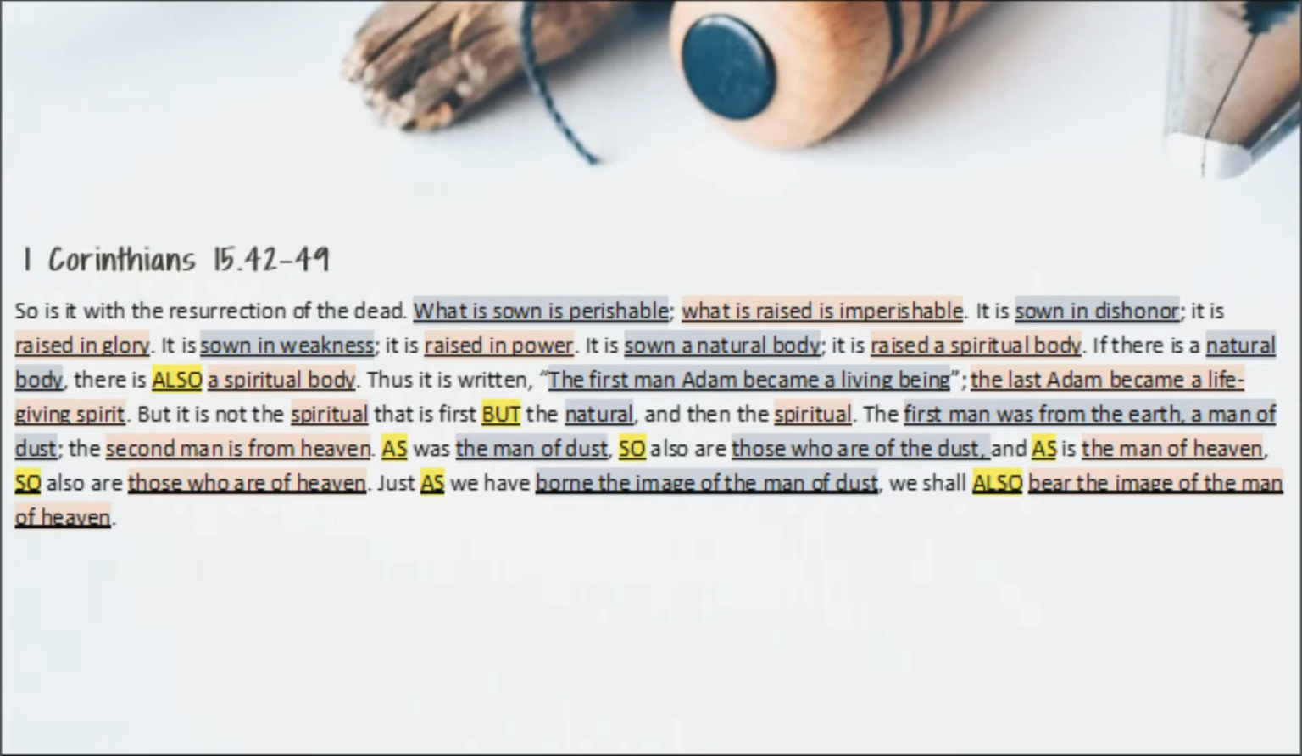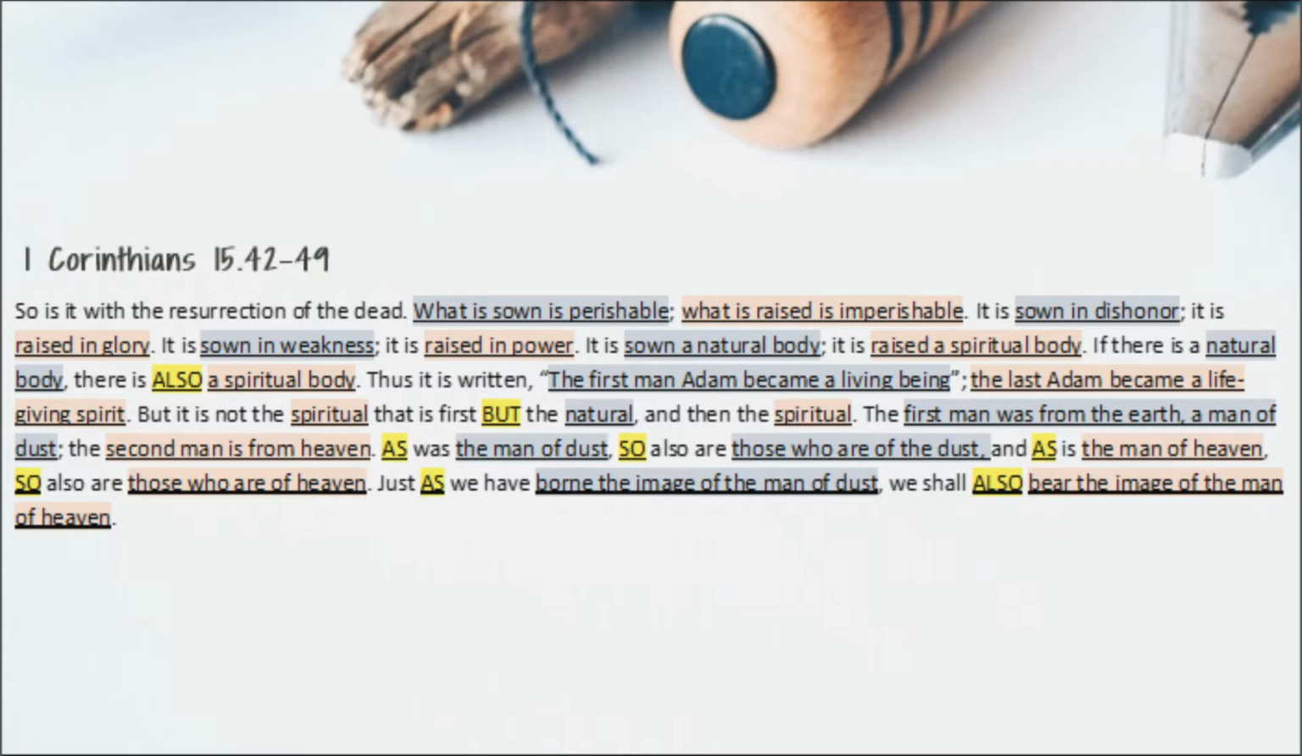Just as we have been born in the image of the man of dust, we're born after Adam, we shall also, thank Jesus, bear the image of the man of heaven. That's Jesus Christ. That is sanctification. We're going from Adam to the second Adam, earth to heaven. The whole thing is a contrast. I know you guys got that.